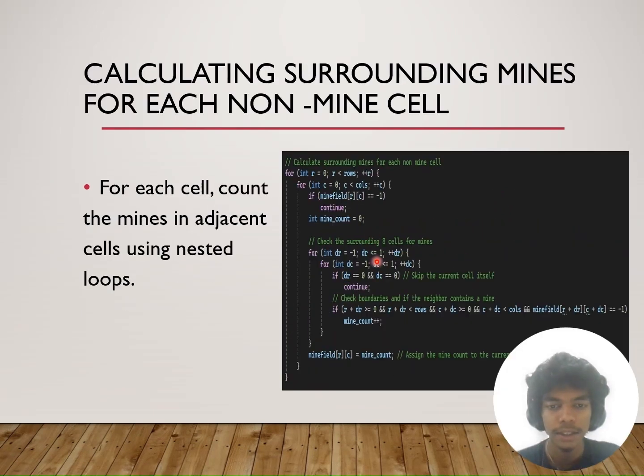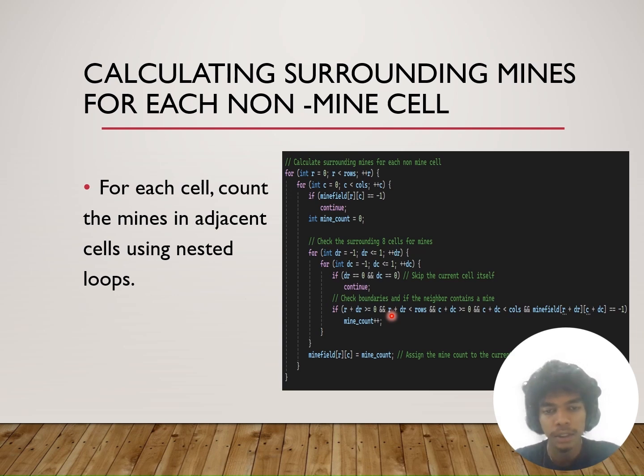And now there's another case which we have to consider also, which is to check if the neighboring element is inside the minefield or not, which I will show in the next slide. So here, for example, if r plus dr is greater than or equal to 0, because let's assume it is less than 0, then the vector with the index minus 1 does not exist, because it starts from 0 and goes to rows minus 1.